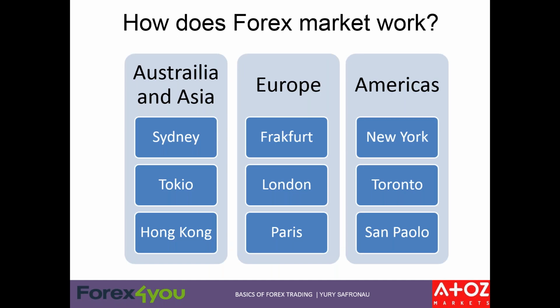The question is, how does the Forex market work? The Forex market can be split into three main regions: Australia and Asia, Europe, and America. For example, Europe is comprised of major financial centers such as London, Frankfurt, Paris, and certain others in each of those markets.